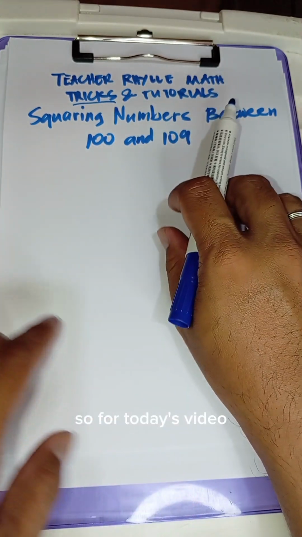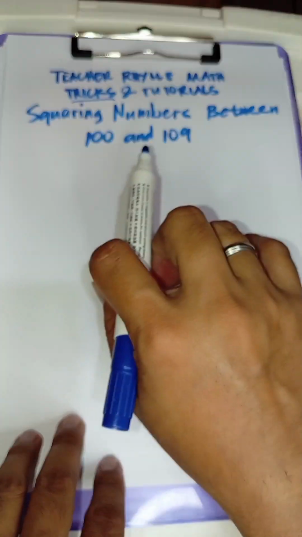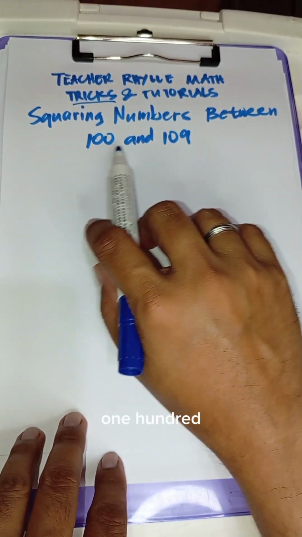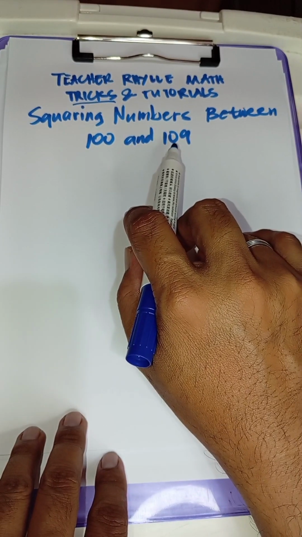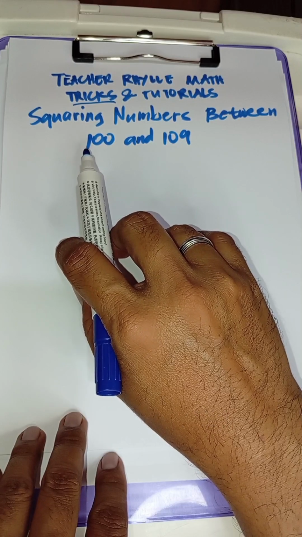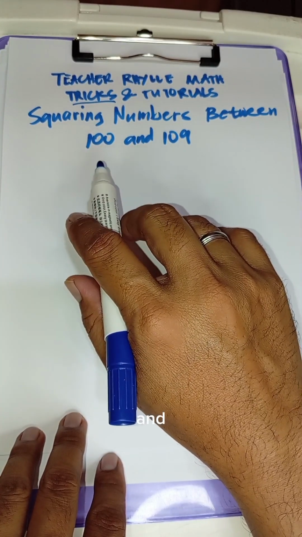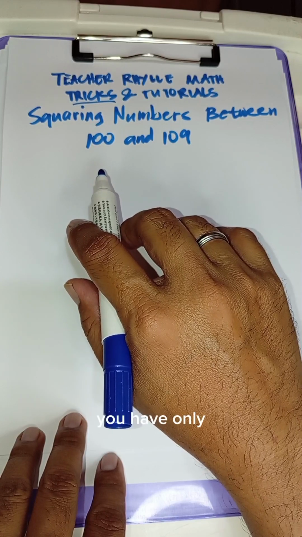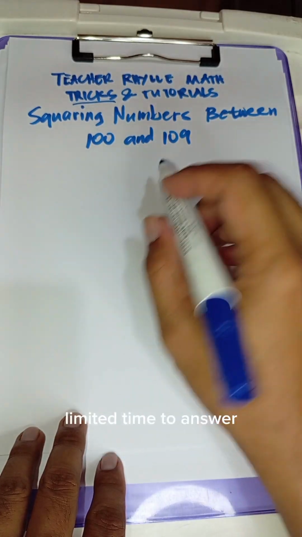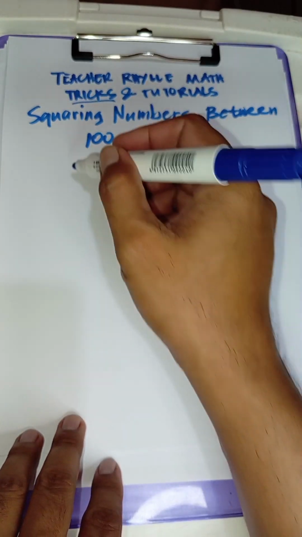So for today's video, we are going to square numbers between 100 and 109. This trick can be used if you are answering examinations and you have only limited time to answer. So let us have an example.